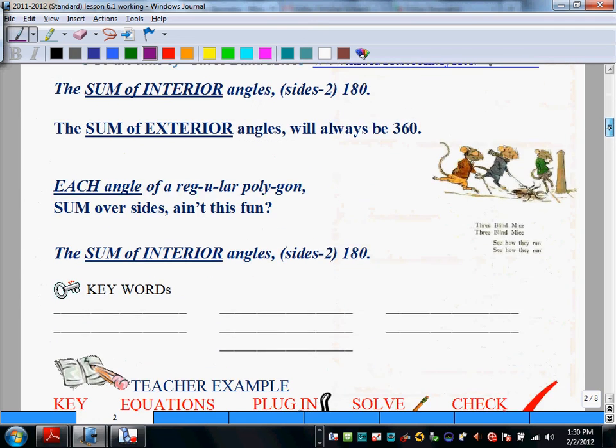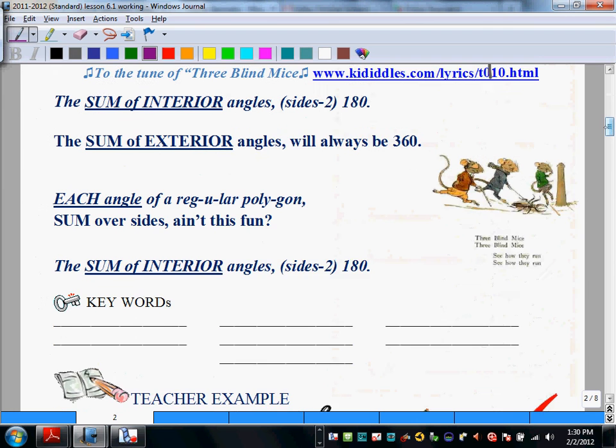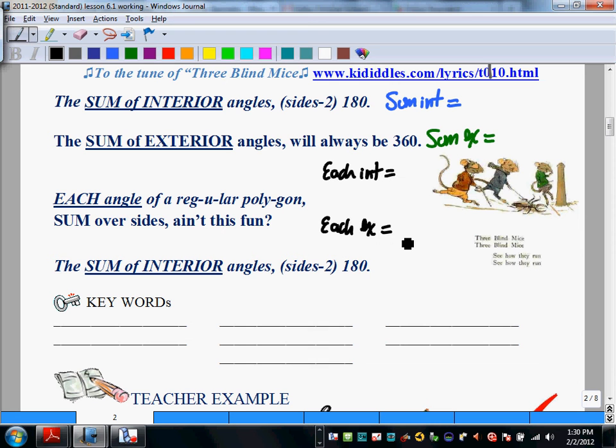So there are 4 basic equations we need, and I want you to write these equations out here in the margin. Write the word sum interior equals. Then write the words sum exterior equals. Here write the words each interior, and here write each exterior. There's 4 equations. Not a lot in here.